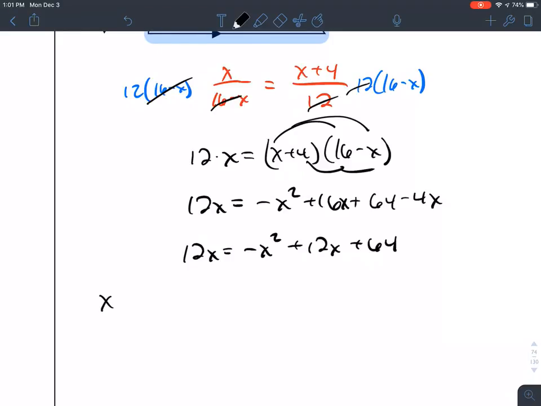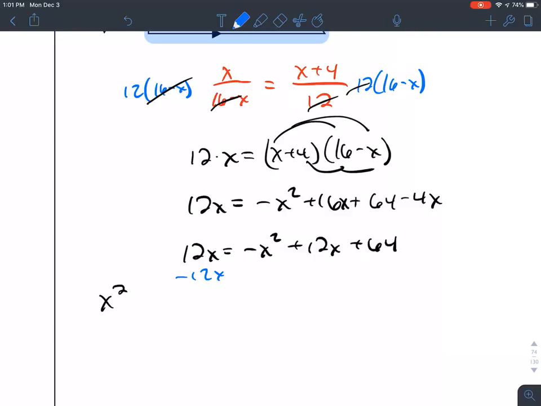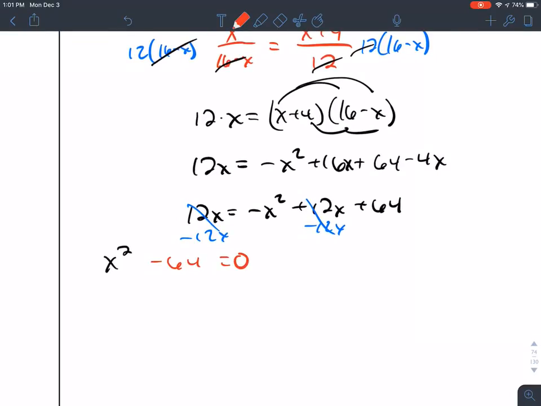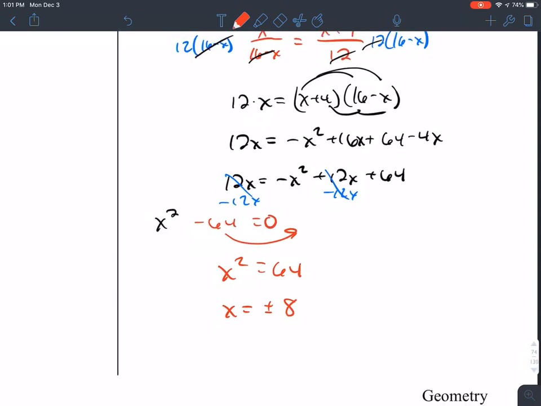If we add x squared to both sides, ooh, this is nice. If we subtract 12x from both sides, it cancels. So we end up with x squared minus 64 equals 0 if I bring everything to the same side. I thought I was going to have to factor. Turns out I don't have to factor. I'm going to put the 64 back over here. If I then square root both sides, I get x is plus or minus 8, because the square root of 64 is 8. Anytime you take an even root, you need to do plus or minus.